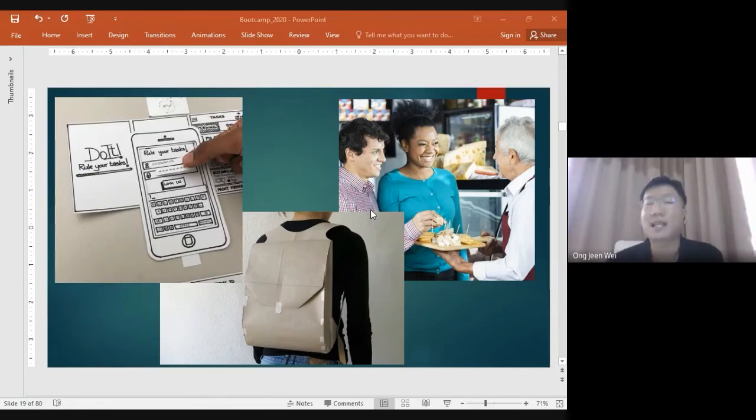And if you are selling food and beverage, anyone selling food and beverage here? Prototyping food and beverage, obviously you cannot use paper to make a meatball or a fish ball and say, hey, let's try. You need to make the products and then let the customer try. So those are prototyping.